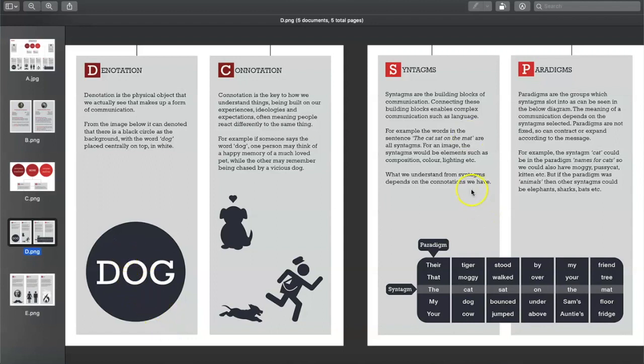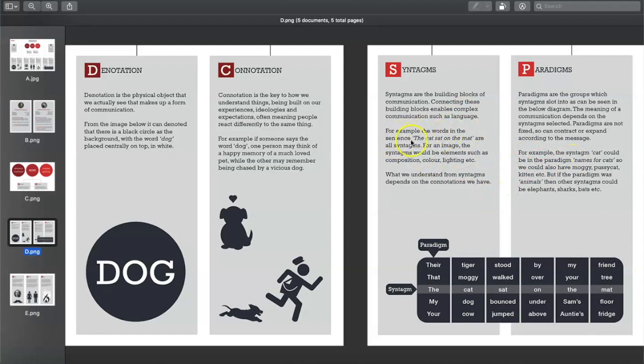Okay, moving on. Then we've got the idea of syntagms and paradigms. Now these are a little more complex, right? And these talk about a lot of word usage, but we'll go through it anyway. So syntagms are the building blocks of communication. Connecting these building blocks enables complex communication such as language. Now prior to this, we've been talking about graphics and symbols and things that are not heavy on language. Even this one over here is just a simple one-syllable word, dog. But of course, things get more complex the deeper you get into language, right?